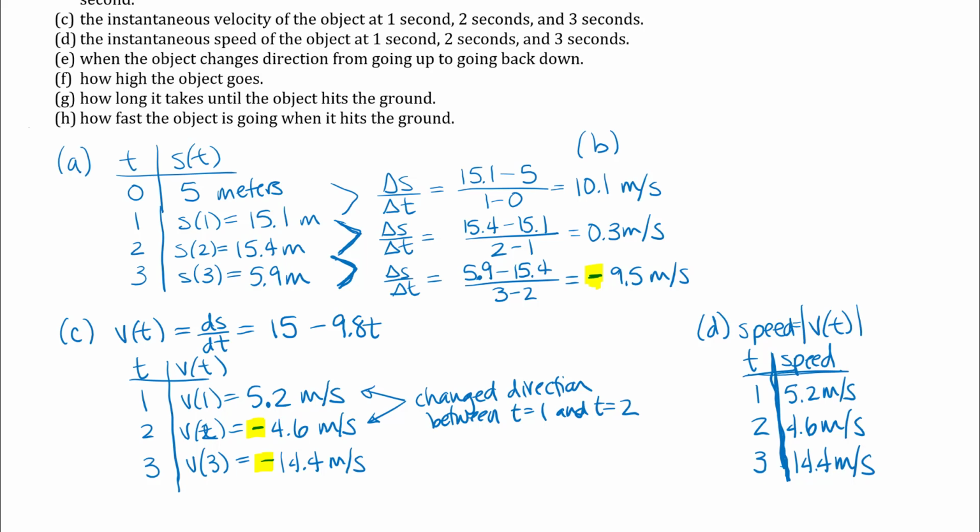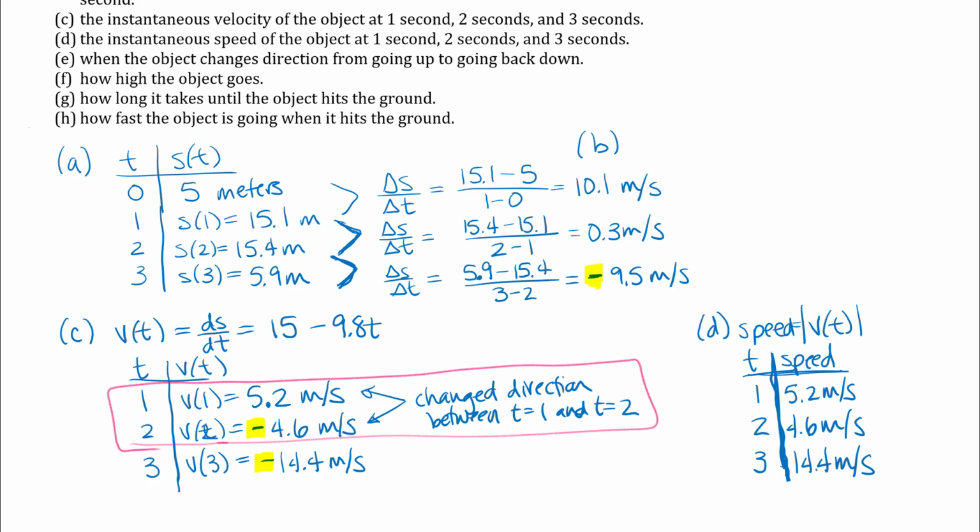All right, E asks us when the object changes direction from going up to going back down. So we're going to go back here and note that we looked at this and thought about what those velocities mean. I have a positive velocity at t equals 1, so that means my height is getting bigger. I have a negative velocity, a negative rate of change at t equals 2, so that means my height is getting smaller. So that means that somewhere in there it changed direction between t equals 1 and t equals 2. The other important idea there is that when the velocity is positive, the object is going up, and when the velocity is negative, the object is going down.